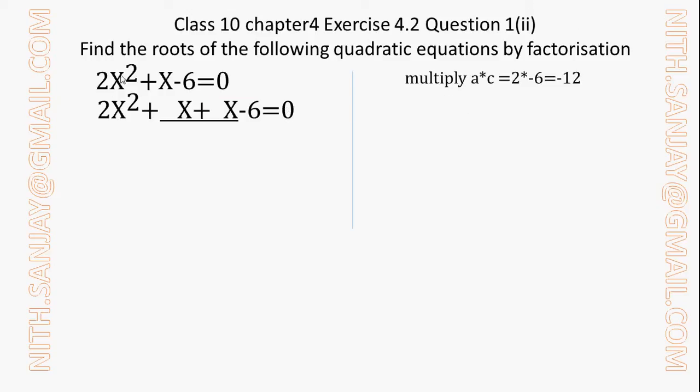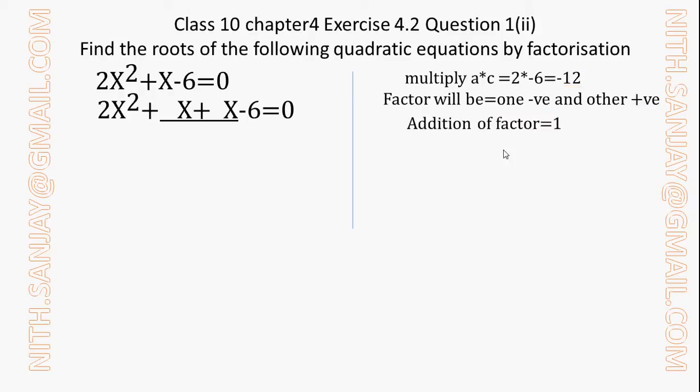Now how to do that? First of all, we will multiply the coefficient of x square and this constant term. We call this a and we call this c. So we will multiply a and c. We get 2 into minus 6, which is equal to minus 12. Because this is a negative term, we can conclude that one factor will be negative and the other will be positive, because a negative product is only possible if we multiply a negative number with a positive number.